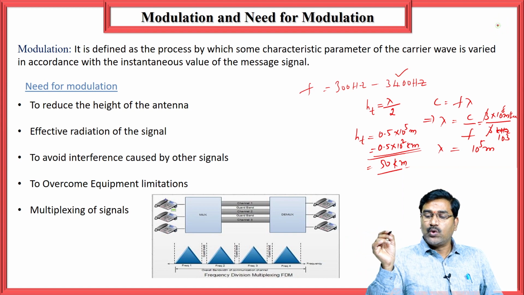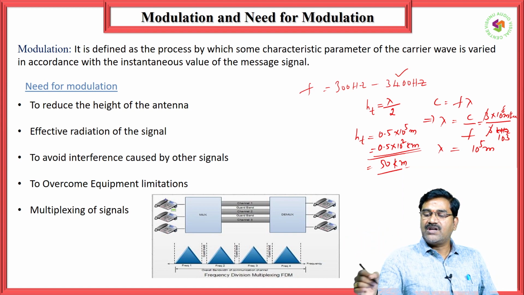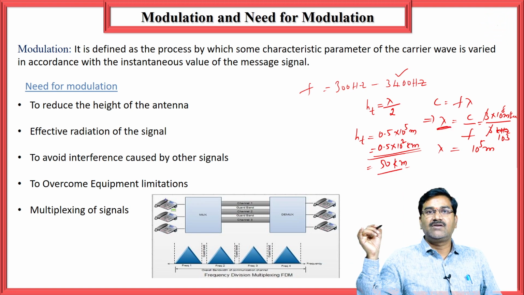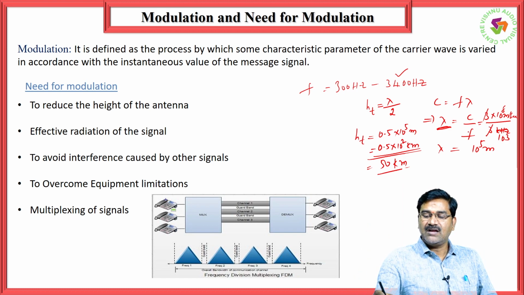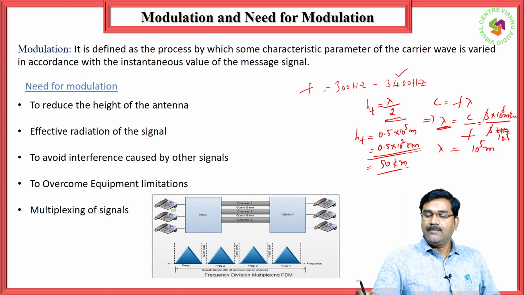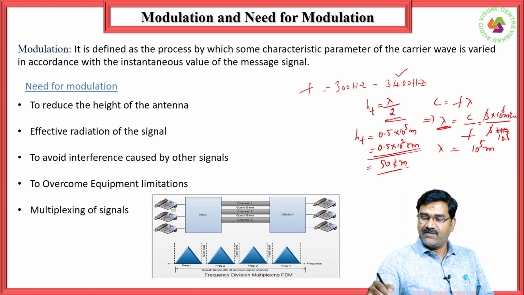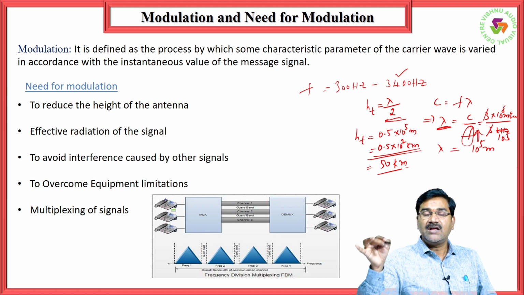So that is why, to reduce the height of the antenna, what is the only option we have? I have to decrease the lambda value, so that the height of the antenna will be decreased. So for decreasing the lambda, I have to increase this particular frequency.